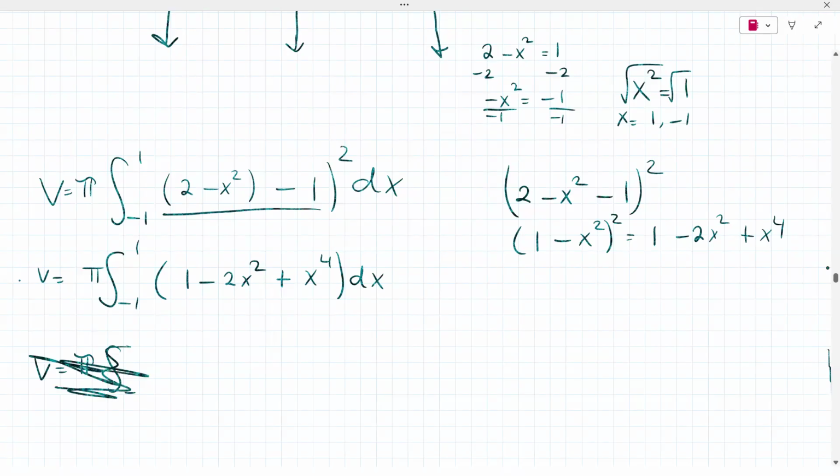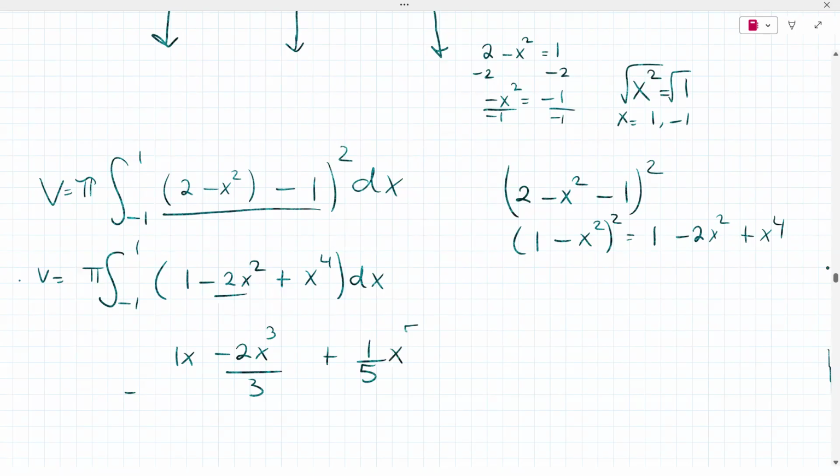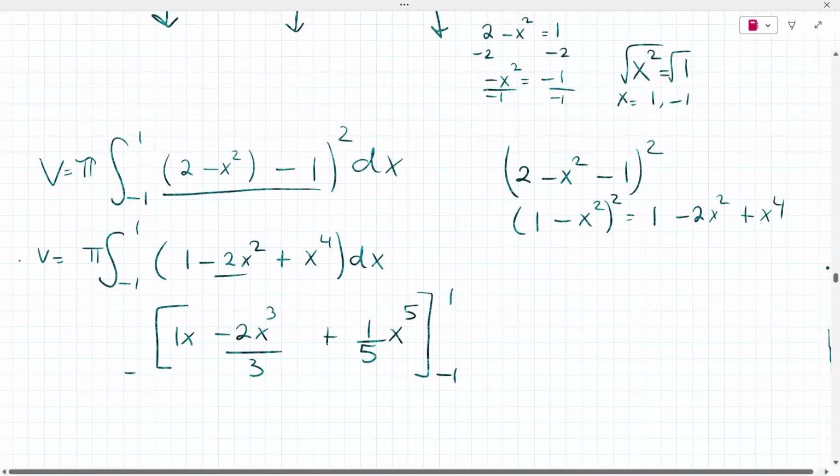We can now take the integral. So what is the integral of 1? It's 1x. What's the integral of negative 2x squared? That is negative 2x cubed over 3. What's the integral of x to the fourth? That is 1/5 x to the fifth. And we got to do our boundaries from negative 1 to positive 1. And then we do the upper minus the lower.